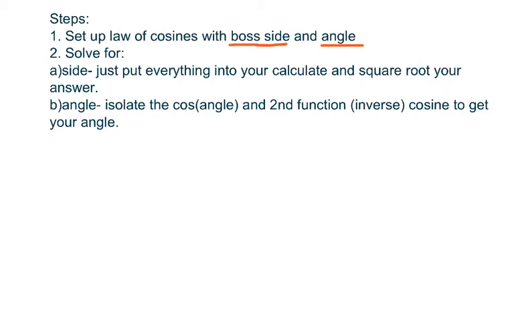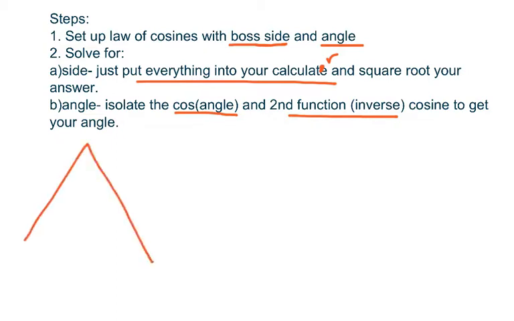So you see in step 2, it's pretty simple. If you're looking for a side, we just put everything into the calculator and square root your final answer. Now, if we're looking for an angle, we've got to do a little bit more. You've got to isolate the cos of whatever angle you're looking for, and then use the inverse function, or second function, on your calculator's cosine button to get your angle. So we'll see that right now.